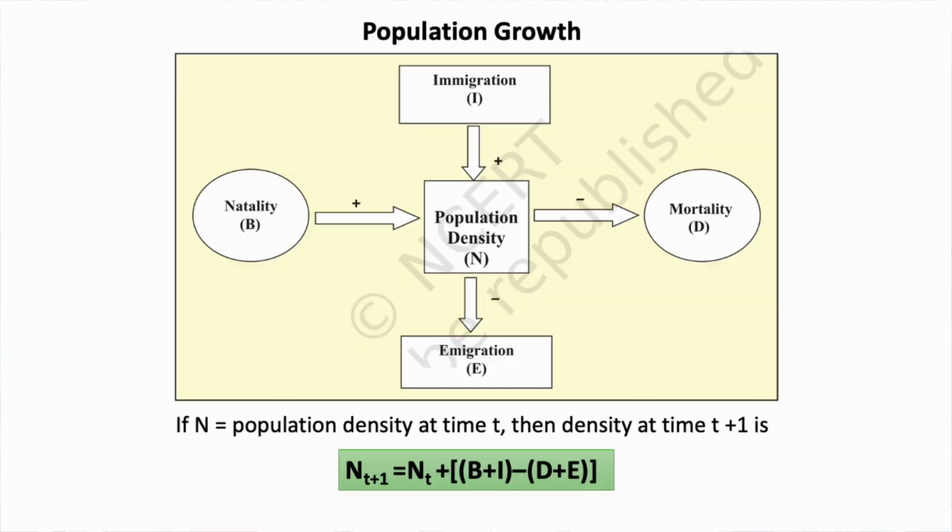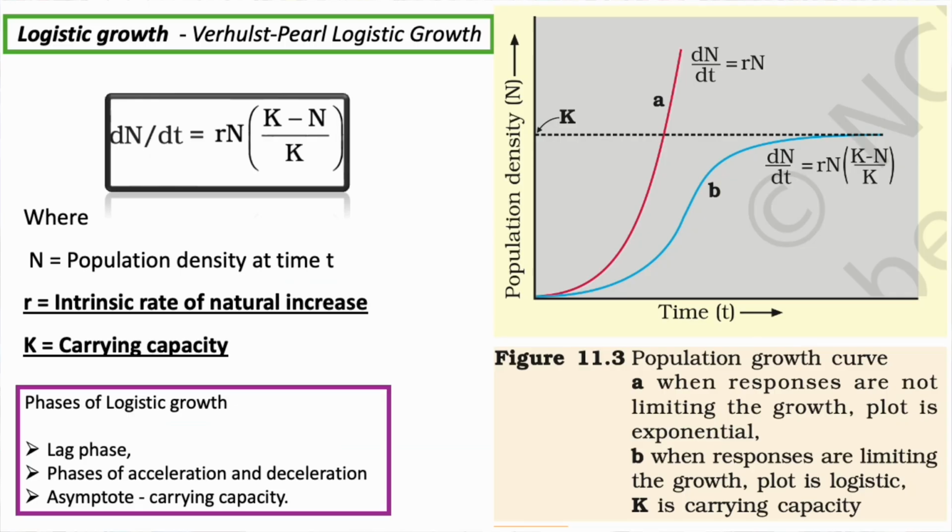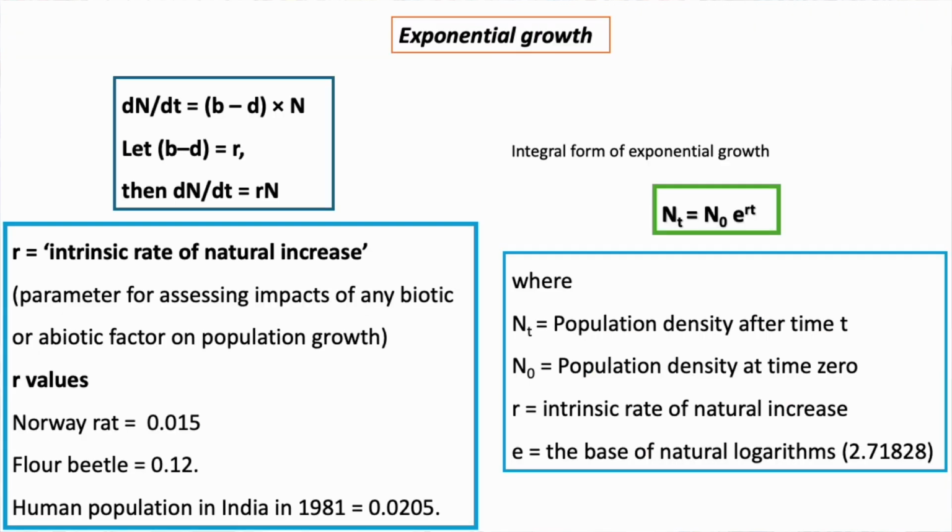Please learn these. Then we learned population growth and different factors affecting population growth, the equation for calculating population density at time t+1. We learned 2 types of growth curves: logistic growth or Verhulst-Pearl logistic growth and exponential growth. Learn the graphical representation of both the growth curves, the equations of calculating population density, where the significance of r, intrinsic rate of natural increase, and K, carrying capacity, has to be learned.